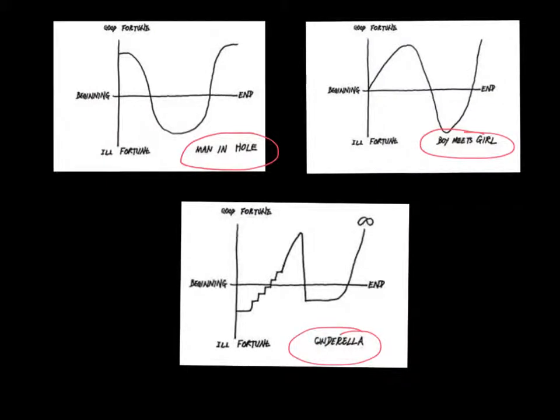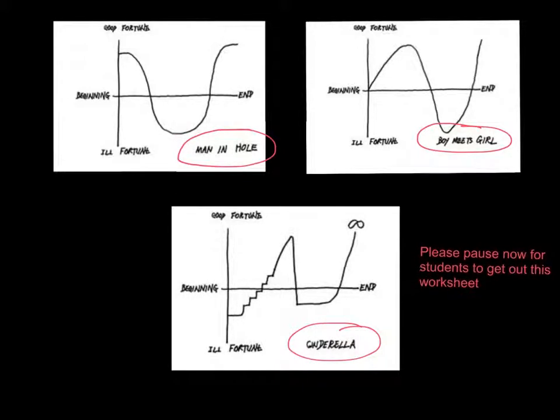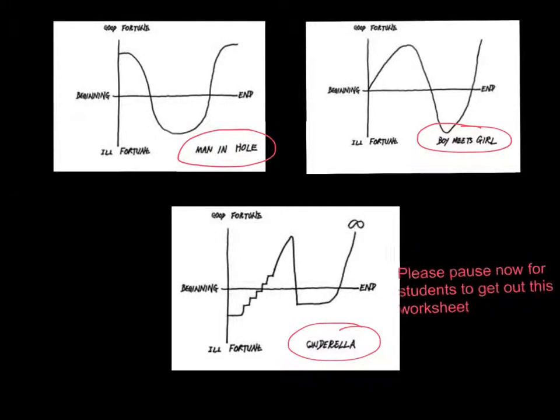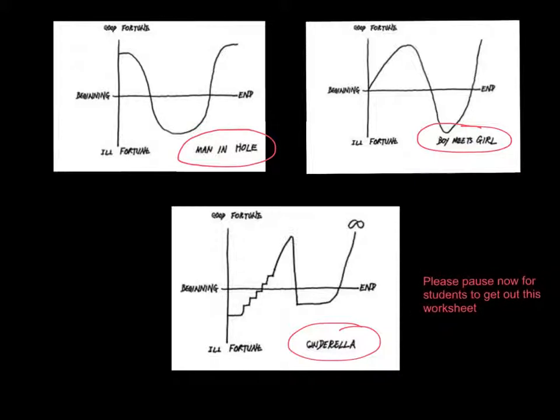Okay, students, so the next thing that you need to do is you need to get into your folder and you need to get out the story arc, or the types of story arc worksheet that you got yesterday. Or perhaps you glued them in your notebook. So you need to get these out so that we can talk about them. There were three. So there was the one that says Man in the Hole, one that says Boy Meets Girl, and one that says Cinderella. And if the substitute would please pause now for students to get out this worksheet, that would be really helpful. So the next time you hit play, students should all have the worksheet out.